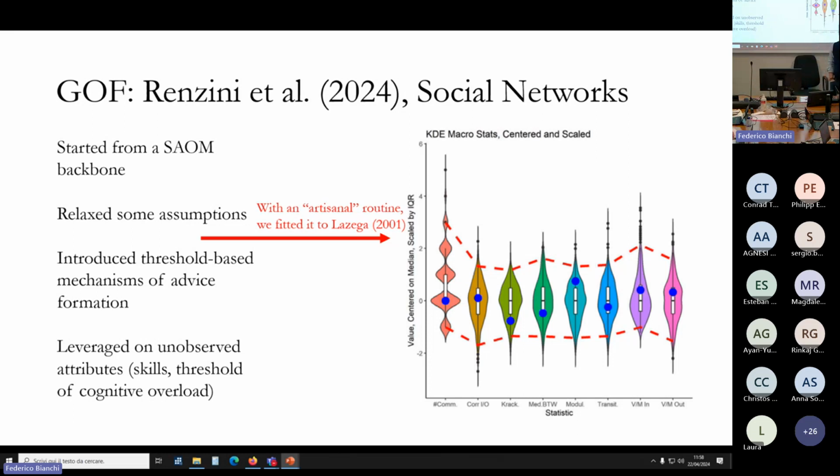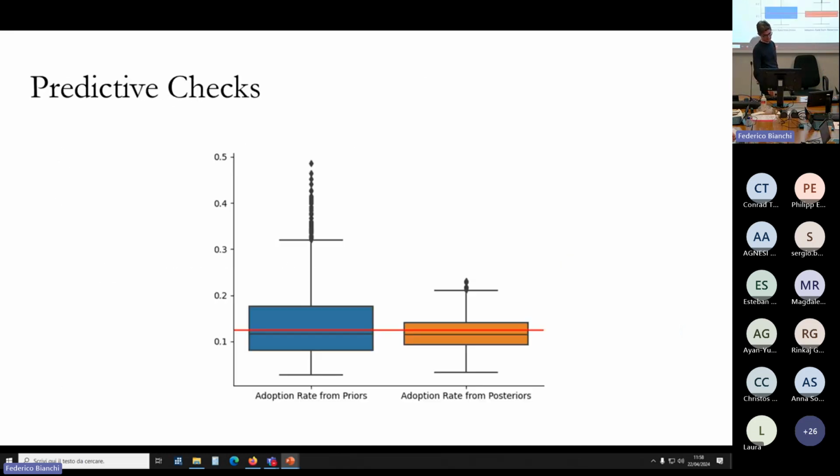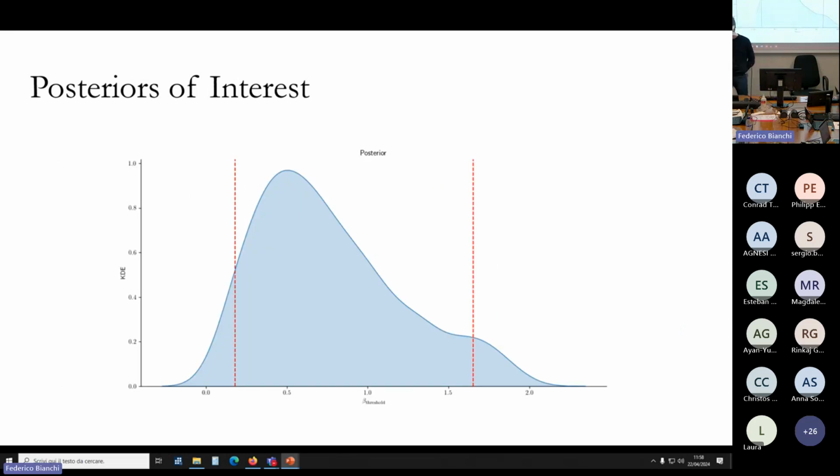Francesco, you showed us at one point the posterior distribution for the beta coefficient. That's it, yes. So this is the beta coefficient for the effect of the number of neighbors that have adopted, on the probability that you adopt.